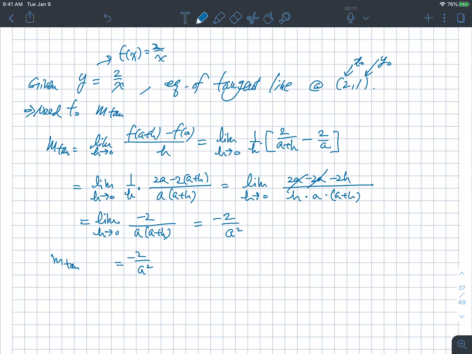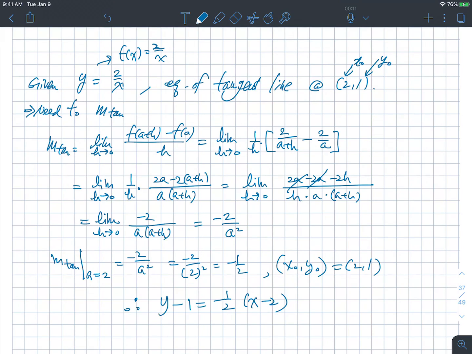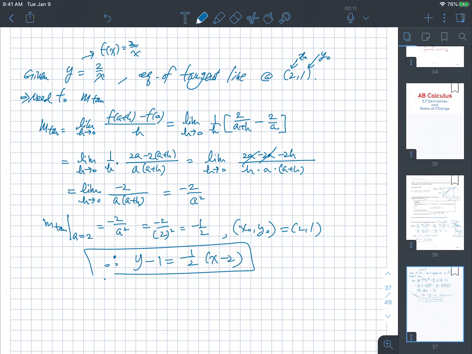You're sort of wondering why I gave so much space in between the two. Well, the a value in this case is 2. When you plug that in, that's negative half. Well, we know that x naught, y naught is 2, 1. So given the formula for the linear equation, that's y minus y naught, which in this case is 1, equals the slope times x minus x naught. That is it, guys. There you go. All right, guys.